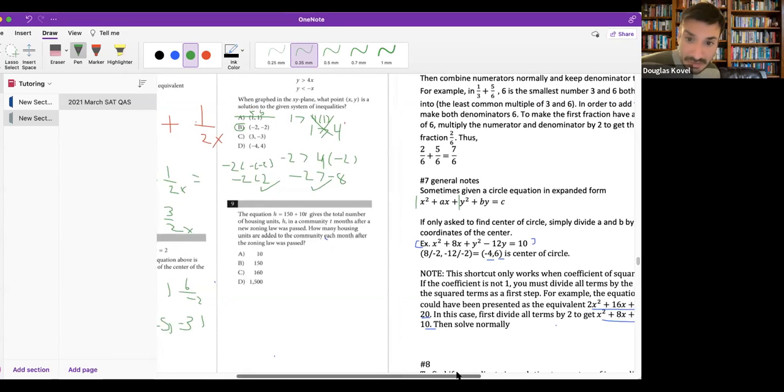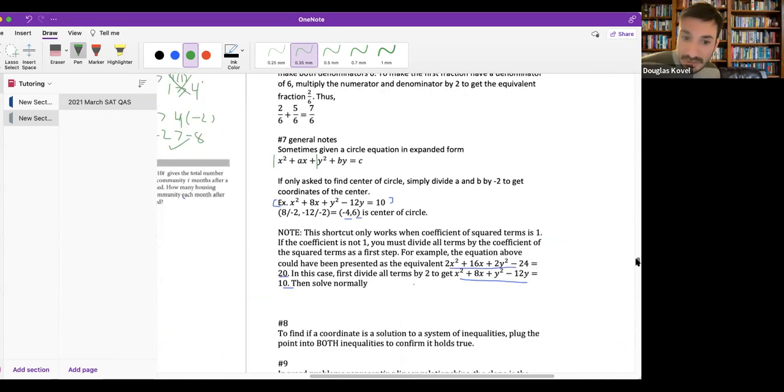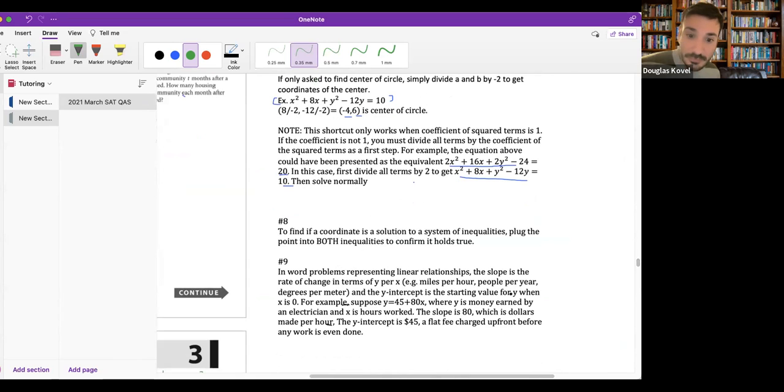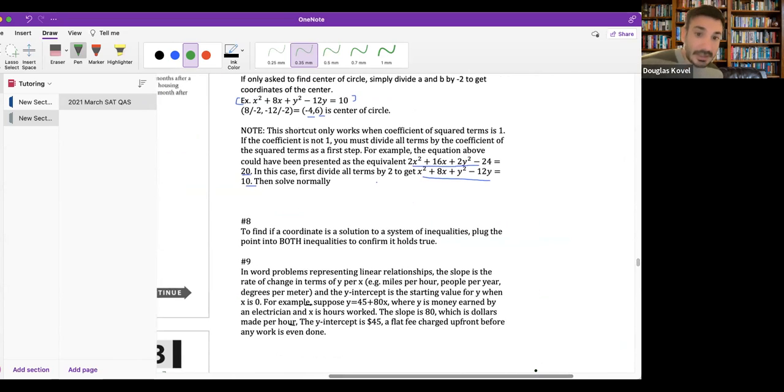All right, number 9. Another topic which I have a few notes for that I want to read through before we look at the question. So in some word problems representing linear relationships, the slope, as you know from the graph question we did, represents the rate of change in terms of y per x. So for example, it might be miles per hour, people per year, degrees per meter. It's always something per something. But the key is that it's a rate of change, not the total change.